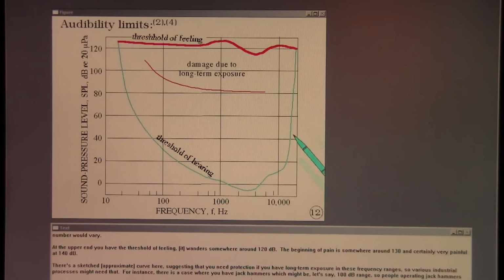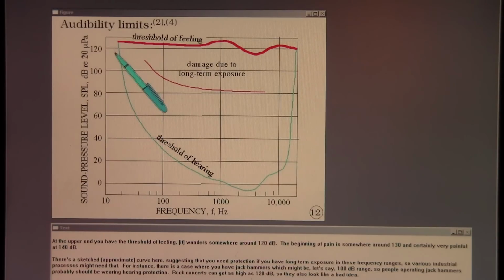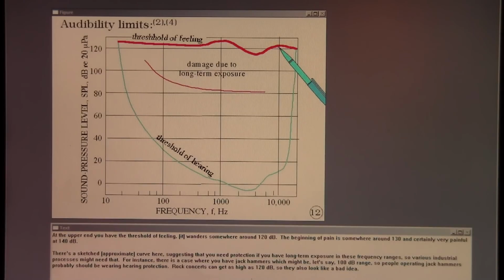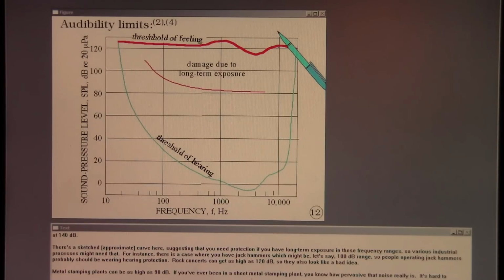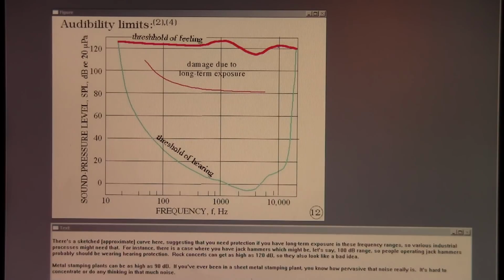At the low end, we've shown before that there are various measured limits on audibility of 15 to 20 hertz, and you can imagine then, depending on the individual that was being tested, that number would vary. At the upper end, you have the threshold of feeling, which wanders somewhere around 120 decibels. The beginning of pain is somewhere around 130, and certainly very painful at 140 decibels. There's a sketch curve here suggesting that you need protection if you have long-term exposure in these frequency ranges, so various industrial processes might need that.